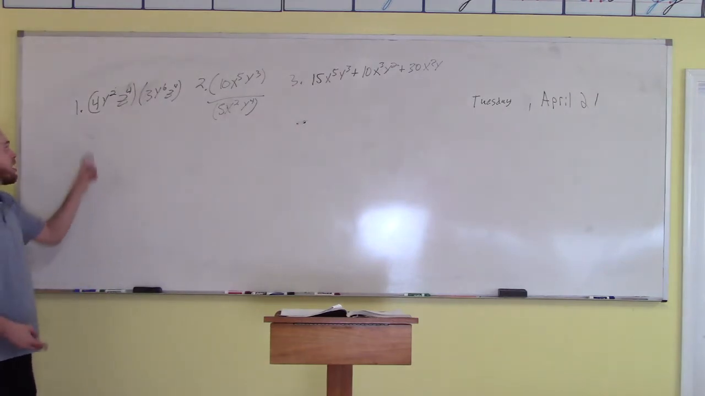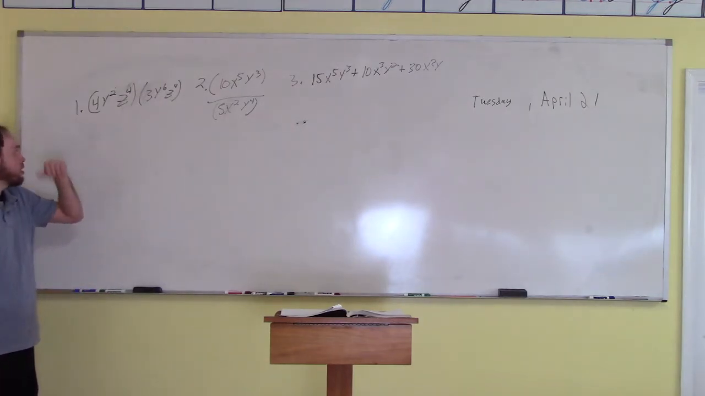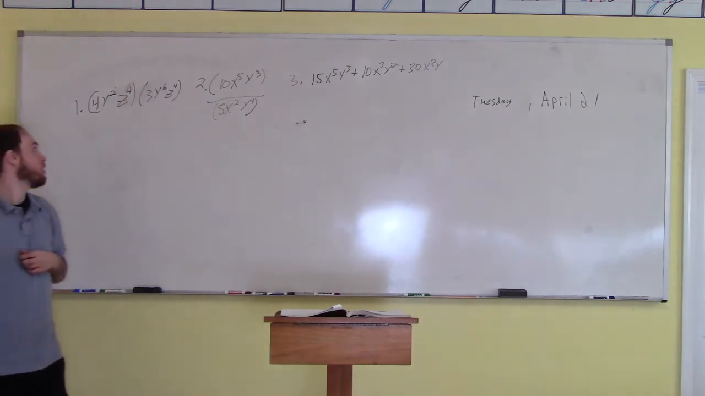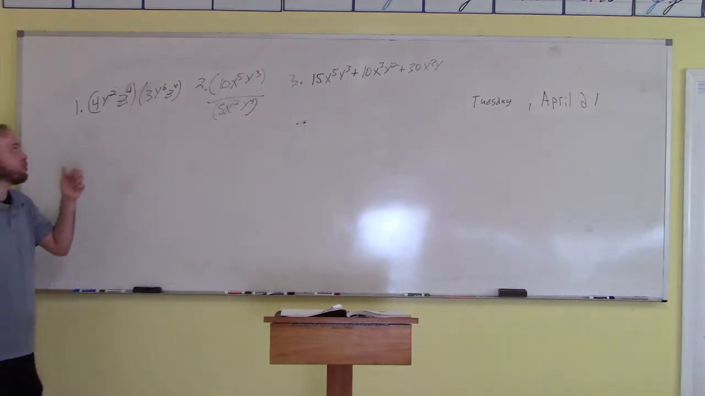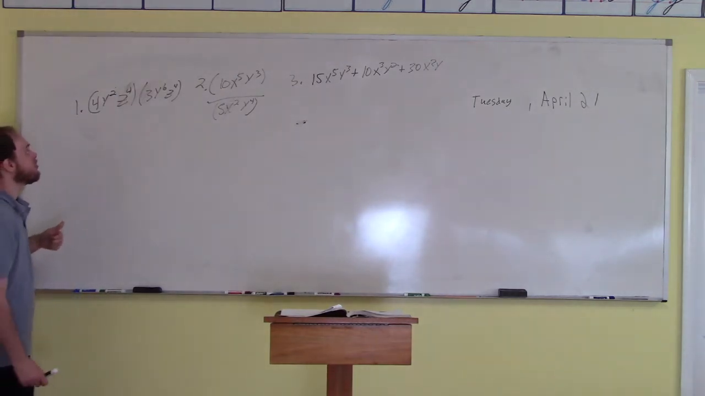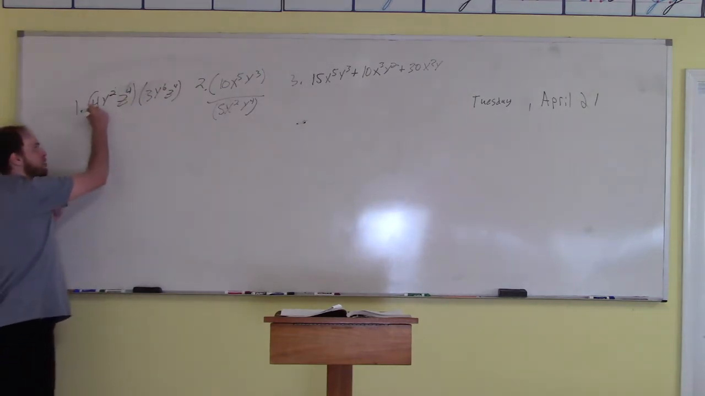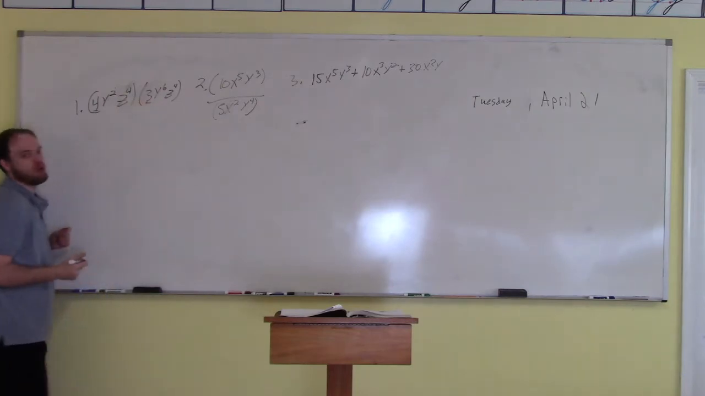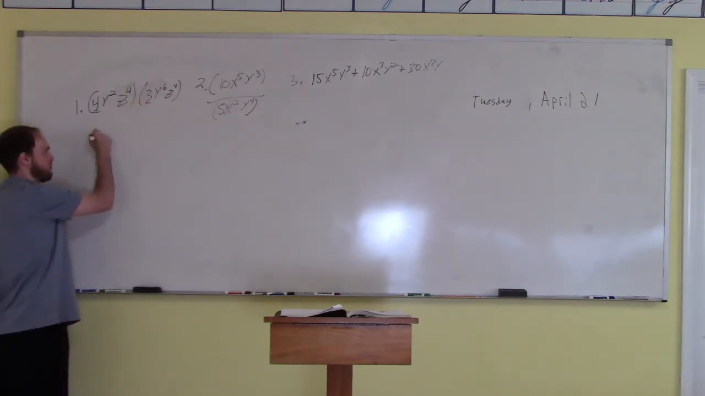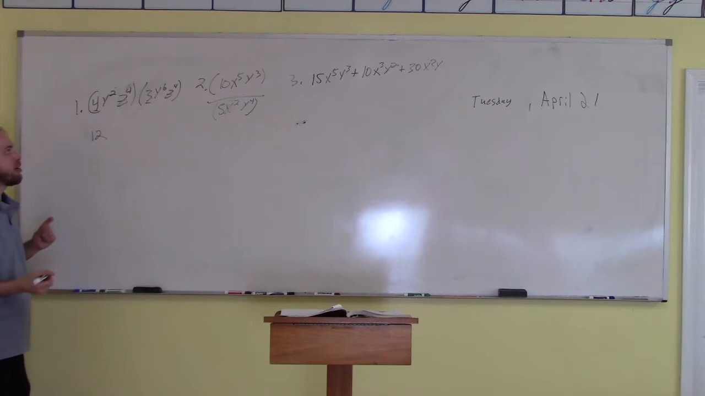Here I have 4y squared times 7 times z to the fourth times 3y to the sixth times z to the fourth. Numbers you just multiply, so the 4 and the 3: 4 times 3 is 12. And then you do the variables. When we multiply variables, we add exponents.